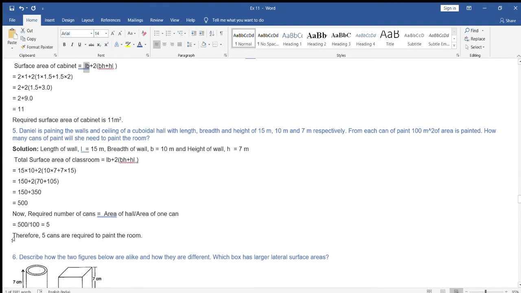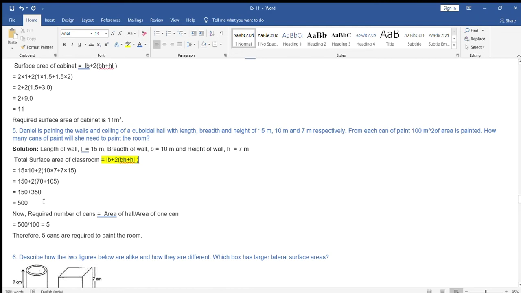Same question, what are we having? We are having L, B, H. We have to paint 4 walls and the ceiling, which means we are not considering the floor. So we are not counting the floor in the formula. Just see the formula very well. We are not considering the bottom. We are only considering 4 walls and the top. Now putting the value, we are finding the total surface area of that particular hall.